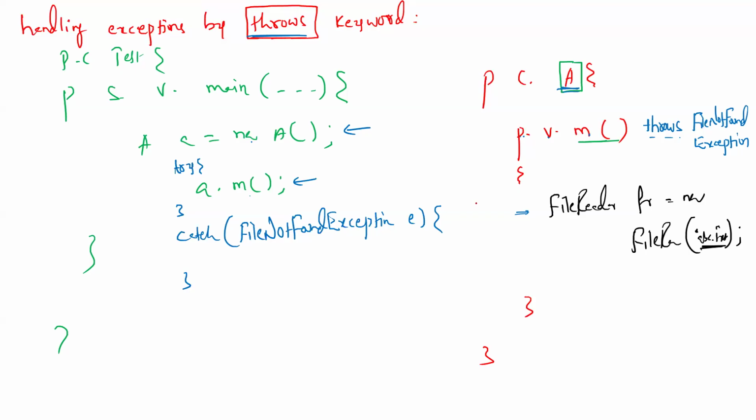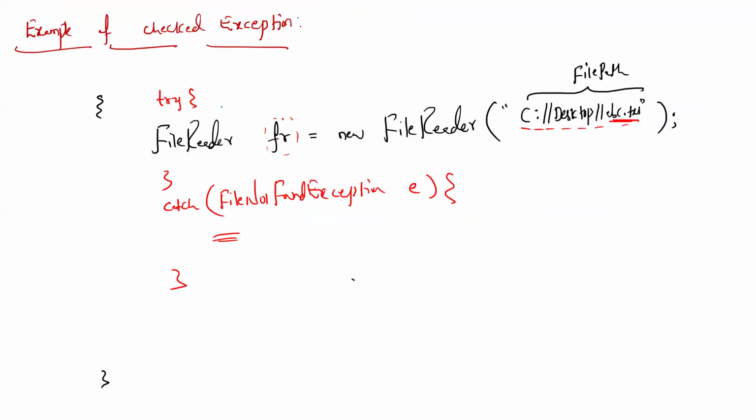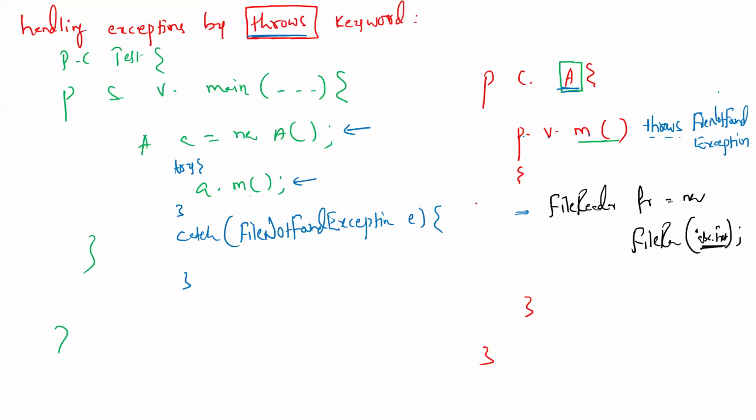Understood? So one approach, we can handle directly by using try catch. The second approach is to throw on the method header by adding the throws keyword followed by the exception name which this line of code might give. Then in that scenario, the method which is called from the other method is responsible for handling it, by try catch block only. That's the recommendation. Clear now?